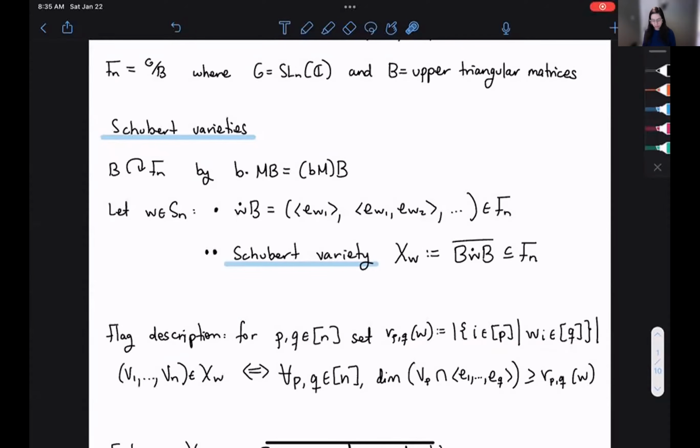And if you construct this number, you can characterize the flags in your Schubert variety as those such that for all pairs of p and q, this dimension is at least this combinatorial number. And this combinatorial number did appear yesterday in Colleen's talk, so you can describe it in terms of Rothe diagrams or rank matrices. So this is very combinatorial. Your takeaway for Schubert varieties, in case you haven't seen them, is that you have flags, sequences of vector spaces, that satisfy this combinatorial condition.